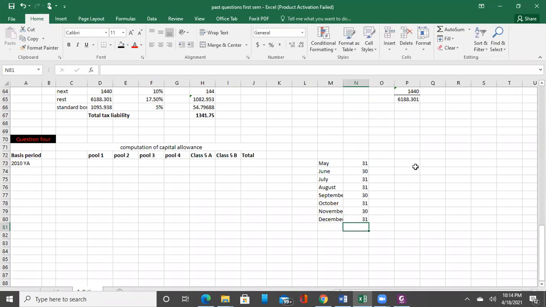So if I want to sum up all these days, the total here gives me 245. It means that these people work for 245 days in the 2010 year of assessment. So when I come here, I'll put here 245 days.